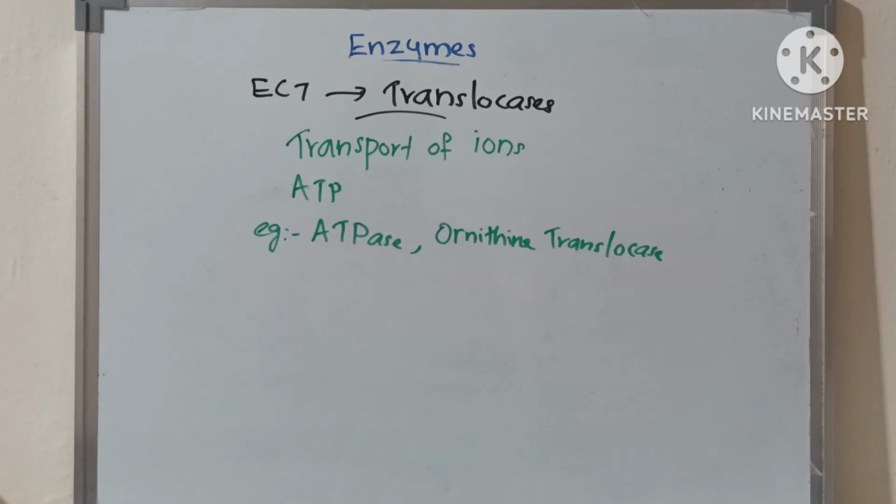The seventh classification is translocases, which are responsible for transport of ions across membranes. Some of them utilize ATP for translocation. For example, ATPase, ornithine translocase, etc.